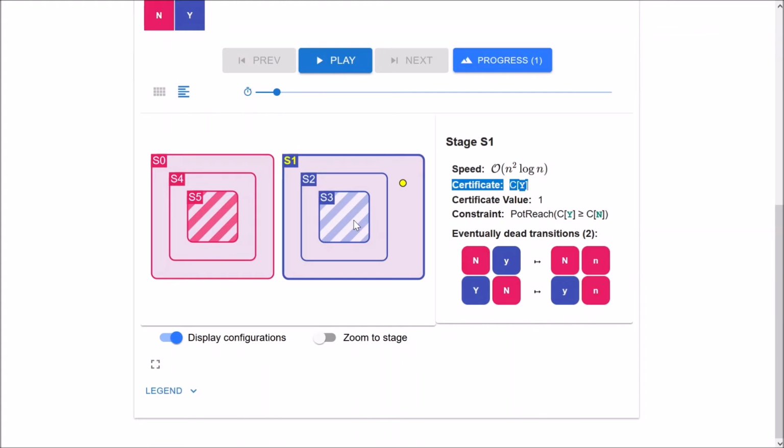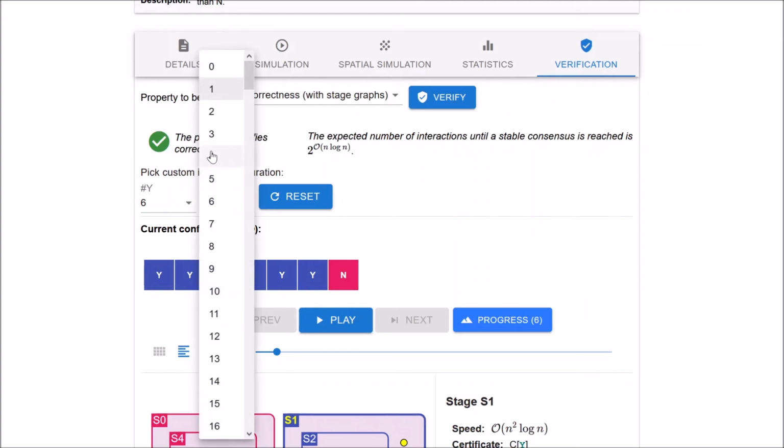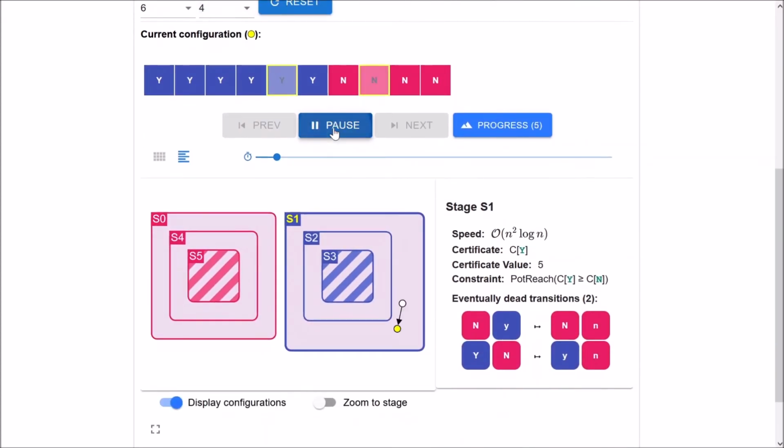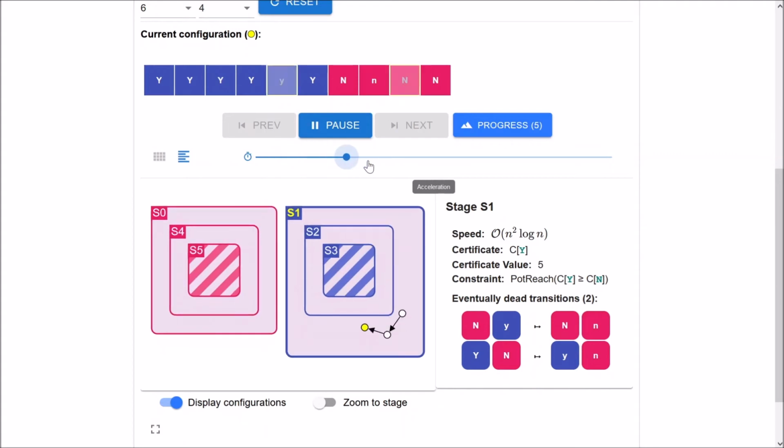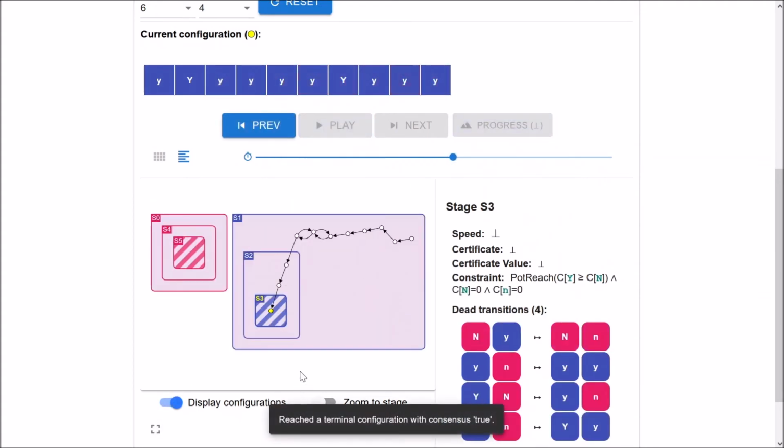This can be easily seen when we simulate the protocol and visualize the run inside of the Venn diagram that represents the stage graph. The simulation basically constructs a partial Markov chain and draws the visited configurations as dots inside of the Venn diagram. And indeed, the system gets trapped in a terminal stage.